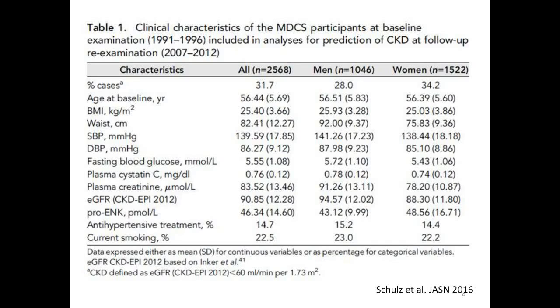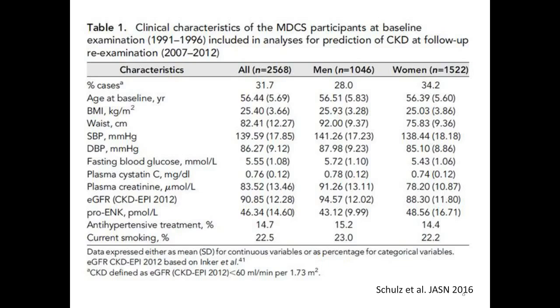On this slide, you can see the clinical characteristics of the population study from southern Sweden that had a baseline examination in the beginning of the 90s. That's where renal function was assessed along with other cardiovascular risk factors. And we followed these subjects up for prediction of chronic kidney disease over a follow-up period of approximately 16 years and reassessed renal function at that stage. As you can see, this population is around 56 years on average.